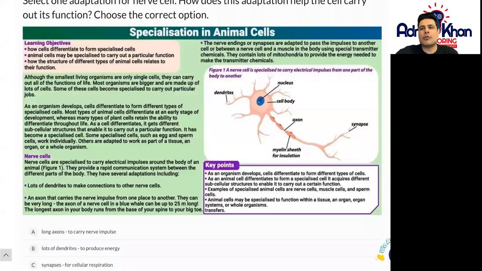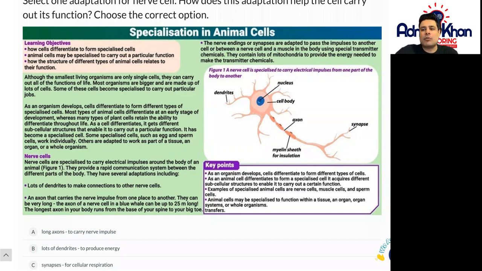To specialization in animal cells. So this particular task is all about looking through how an organism develops cells and how they differentiate to form different types of cells over time. So at the beginning, an organism may have certain functions within its cells, but those functions then develop over time in terms of the growth of the particular animal.